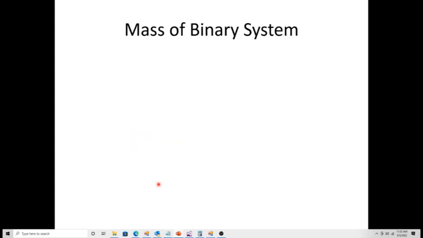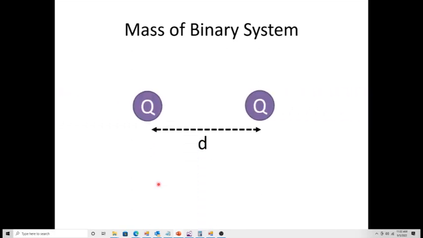So what is the mass of a binary system? Well, again, you take two charges separated by a distance. Because these particles spin about each other over a central point, we're going to use the orbital radius. Twice the orbital radius is the distance between the particles.